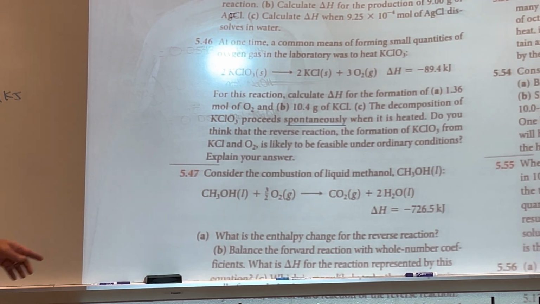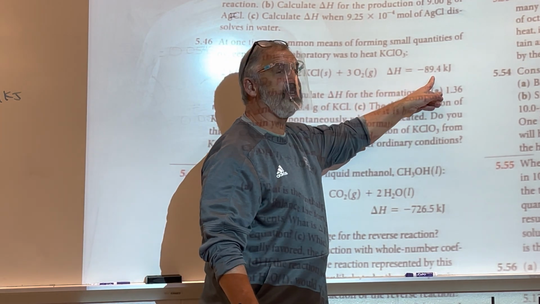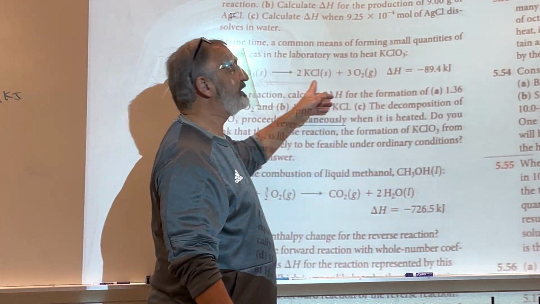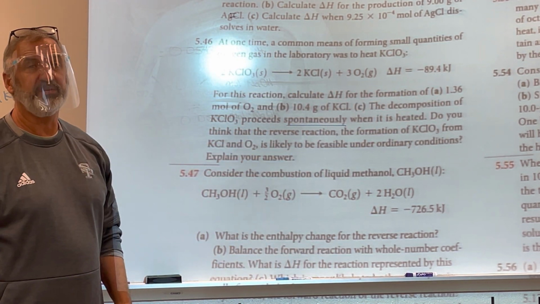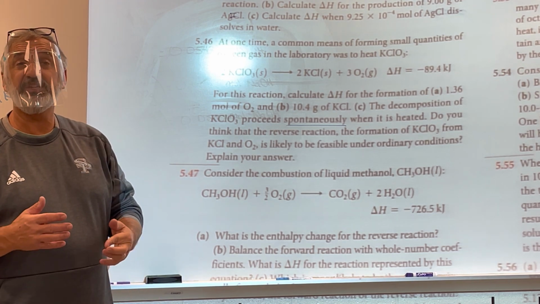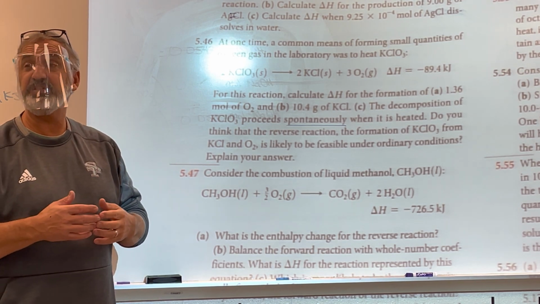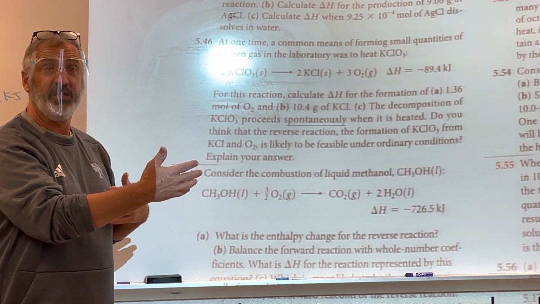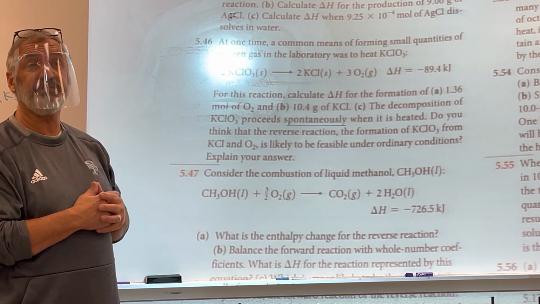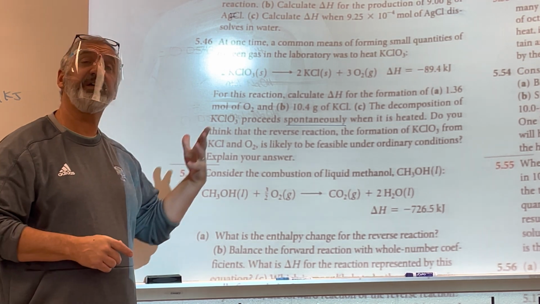Do you think if it's releasing energy, is it going to want to come back the other way? No. Generally speaking, again, just like we changed the sign, if a reaction is spontaneous left to right, it's going to be non-spontaneous right to left. That's why it's going left to right.